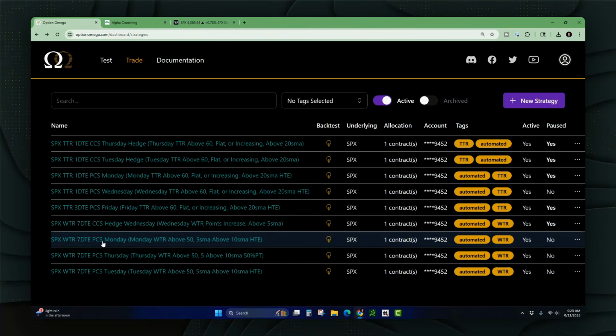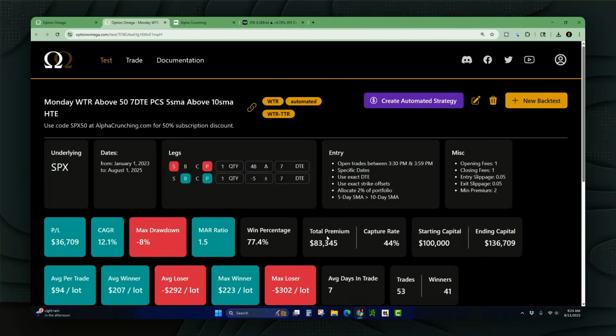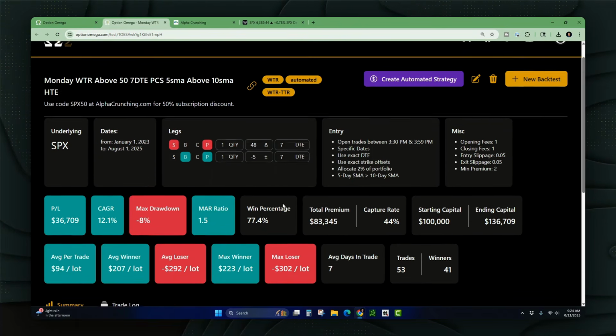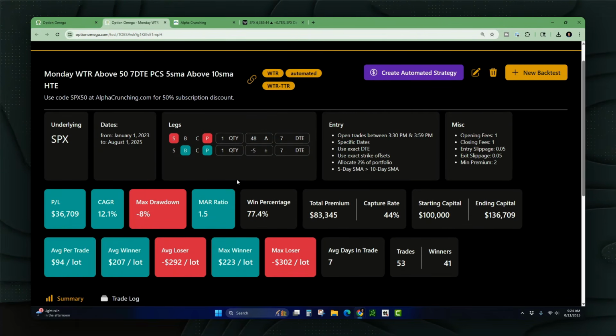But let's talk about the Monday one because that's today. If I click on the back test for this trade, this is what the automation is based off of, and why this trade is on the Trade Ideas tab is because it's back tested. What we're looking for is an at the money put credit spread with 7 days to expiration. This trade's going to open in the last 30 minutes. There's a window here, but only if the 5-day moving average is above the 10-day moving average. And we're looking for a minimum premium of $2. This trade is simply held to expiration for the back test.